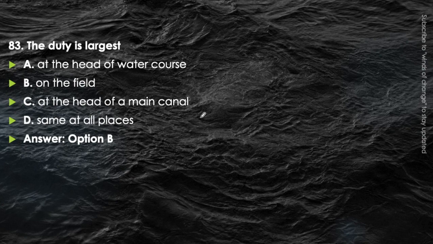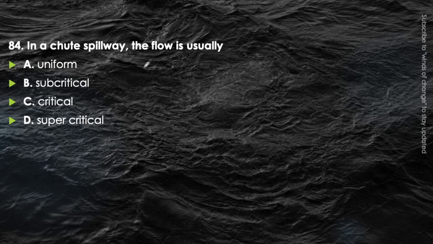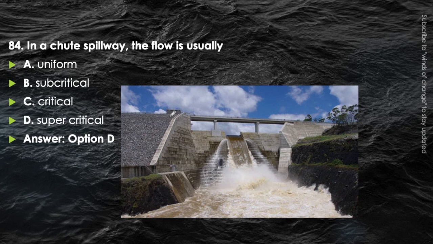Okay. Next question. In a chute spillway, the flow is usually uniform, subcritical, critical, or supercritical. Just think about it. Very easy question. The case of the chute spillway. In the case of a chute spillway, the flow is usually supercritical. Usually the hydraulic jump occurs in this one. That is why it is called supercritical flow in the case of the chute spillway. When the water comes through the chute spillway and joins the water at the bottom, there will be supercritical flow.